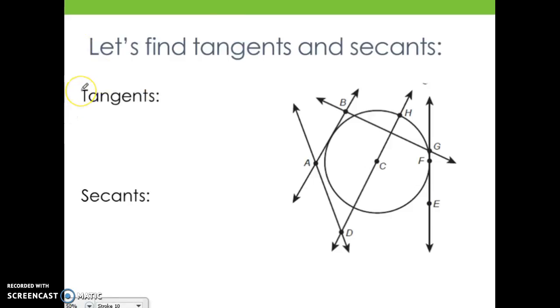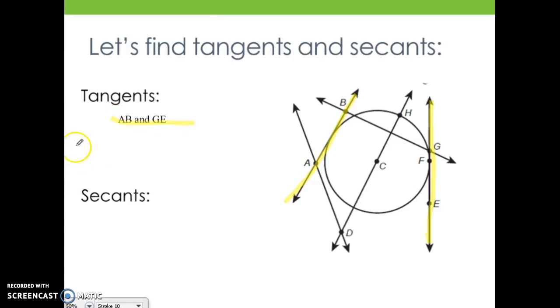So again, a tangent is a line that intersects the circle at exactly 1 point. If I look at the different lines, I see line AD doesn't intersect at all, but I do see line AB intersects the circle at 1 point. It's not labeled there, but that would be a point of intersection. And also GE intersects circle C at exactly 1 point. So the tangents would be line AB and GE. And we have them in yellow.